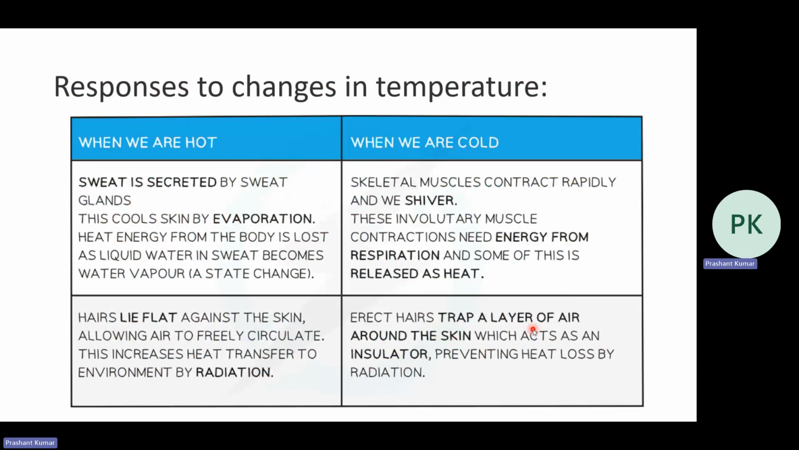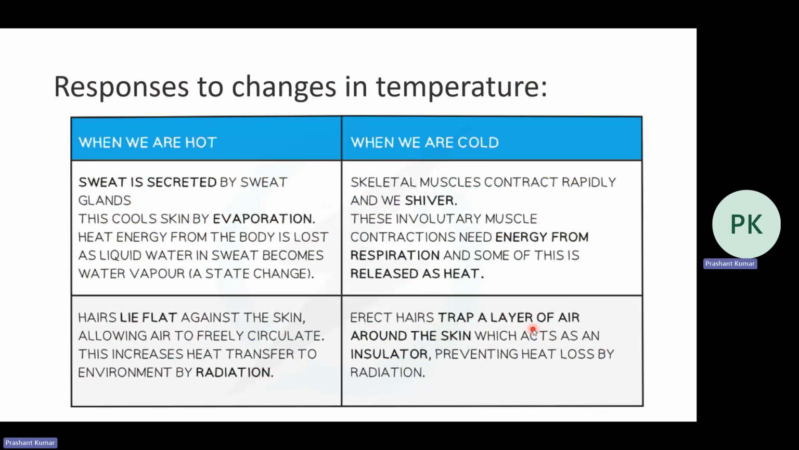So when we are hot, sweat is secreted by the sweat glands and it is going to cool the skin by evaporation. So heat energy from the body is lost as liquid water in sweat becomes water vapor, a state change. But when we are cold, of course there will be a change. Skeletal muscles will contract, you will shiver. These are involuntary muscle contractions, which need energy from the body, right? So that heat energy is produced.